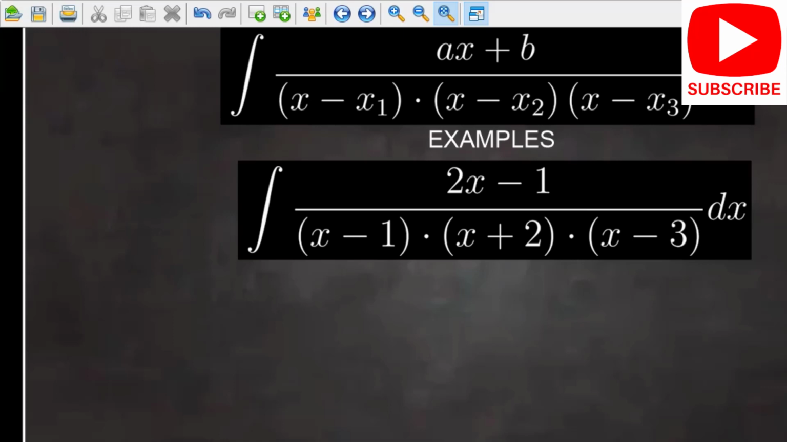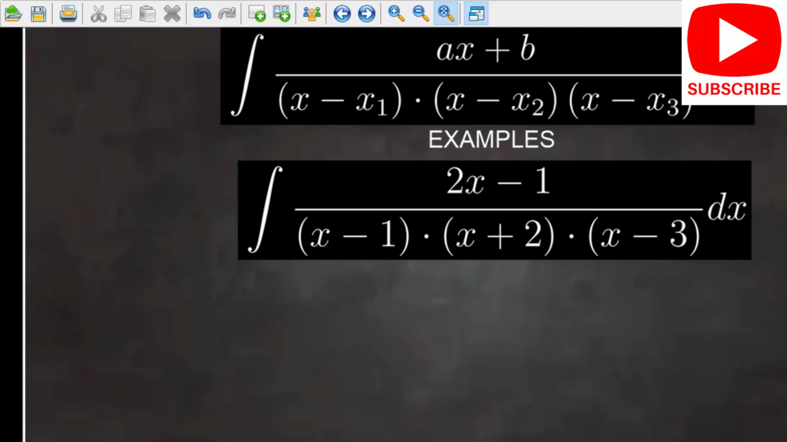So let's get started. When I look at this indefinite integral, (2x minus 1) over (x minus 1) times (x plus 2) times (x minus 3), you may notice that the expression in the denominator is already factored into linear factors. So basically it's already made our job easy.